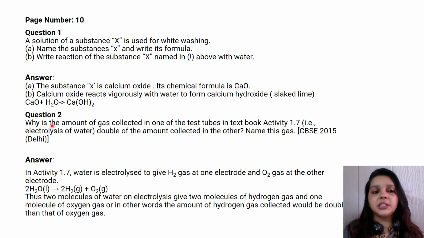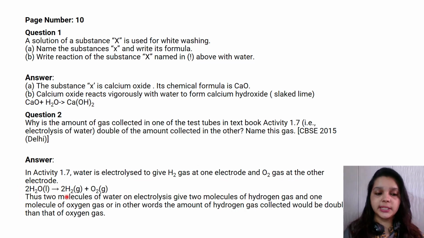Question number 2 on page number 10. Why is the amount of gas collected in one of the test tubes in textbook activity 1.7, that's electrolysis of water, double the amount collected in the other? Name this gas. So this was also a repeated question in CBSE 2015. So in activity 1.7, you can go back to your books as well. Water is electrolyzed to give hydrogen gas at one electrode and oxygen gas at the other electrode.